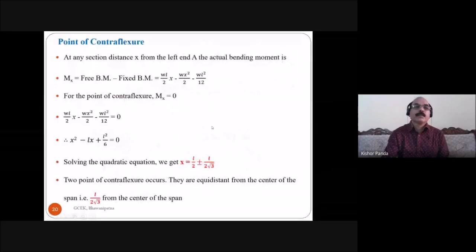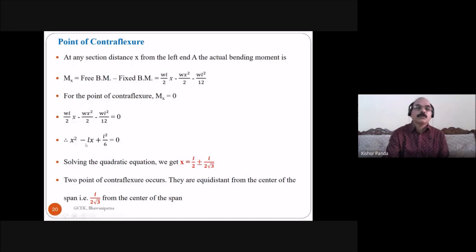Here you see, VB is WL by 2 into x, minus W x into x by 2, that is W x square by 2, minus the moment WL square by 12. So this is the moment at a distance x from the support B, or you can take it directly by taking the moment. But at the point of contraflexure, the bending moment is equal to 0. So take this equal to 0: WL by 2 x minus W x square by 2 minus WL square by 12 is equal to 0.